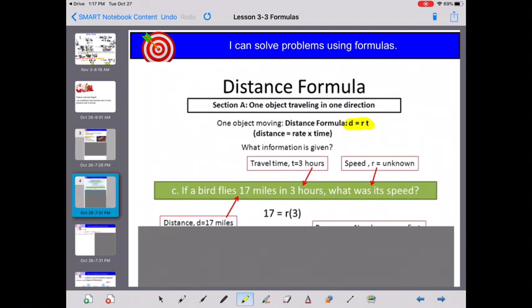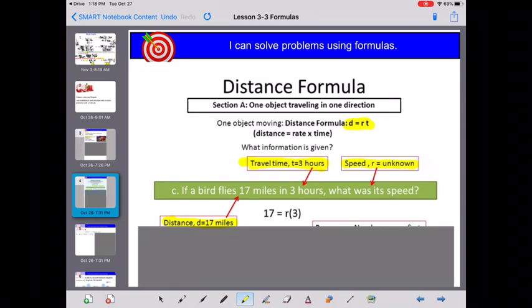So what information is given? Well, I know that the bird is flying 17 miles. That's the distance. I also know that the bird has traveled for 3 hours. So that's the time. I want to know the speed or the rate that it's traveling. So that's what we don't know.